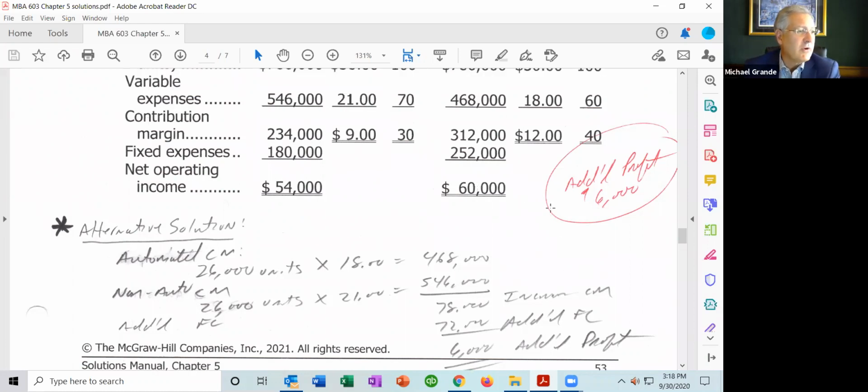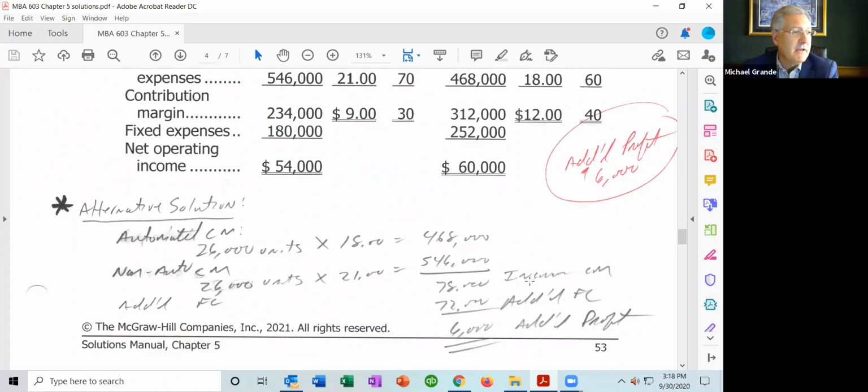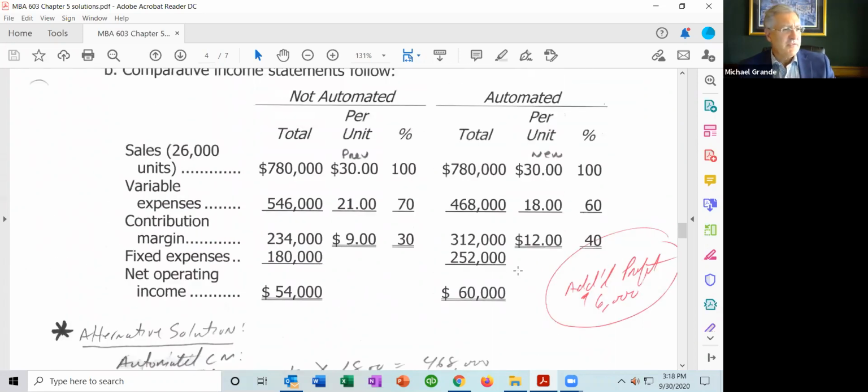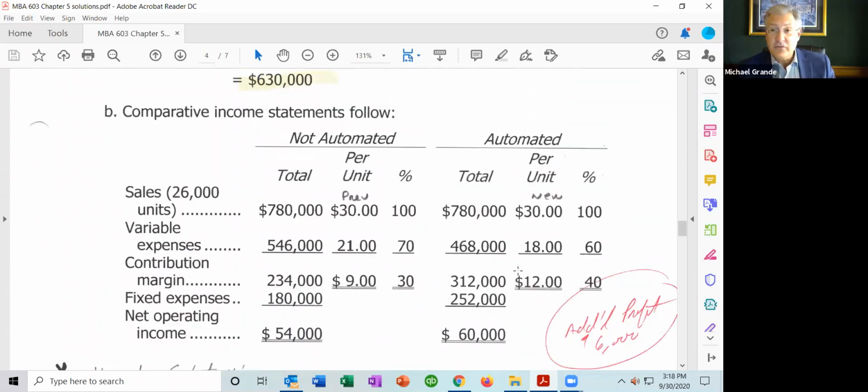Those numbers are wrong. Ignore that. It still works, but I should have used the contribution margin per unit. Apologize for that. So just go with this scenario here. This is how they asked you to answer the question by preparing the contribution format income statement, not automated and automated.